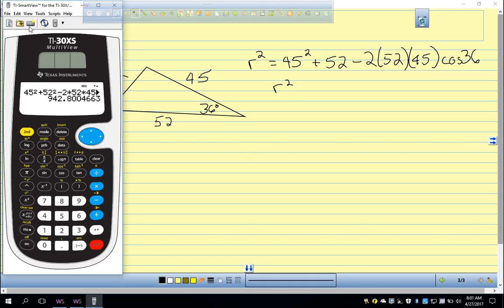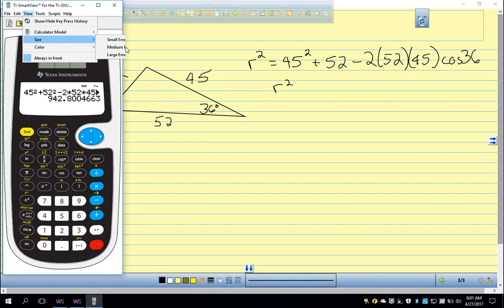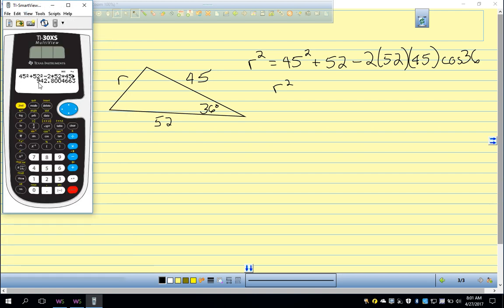So R squared, you always write it in front. Let's make it a size smaller. Okay? And so R squared is about equal to 942.8. Okay? Then you could leave that in your calculator.